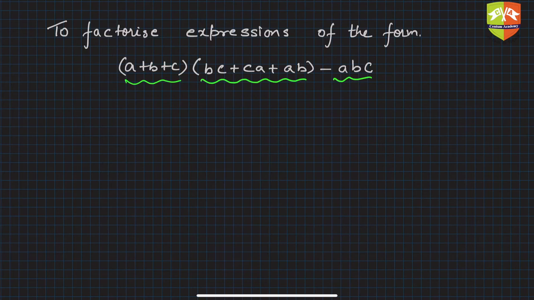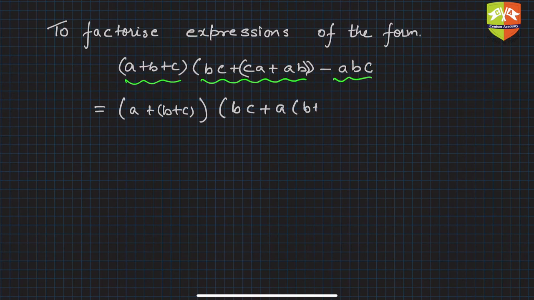What we'll do is first club the b + c together. In the second bracket, take a common from the last two terms. So this becomes (bc + a(b + c)), correct? Minus abc. Next, we can now open the brackets accordingly.